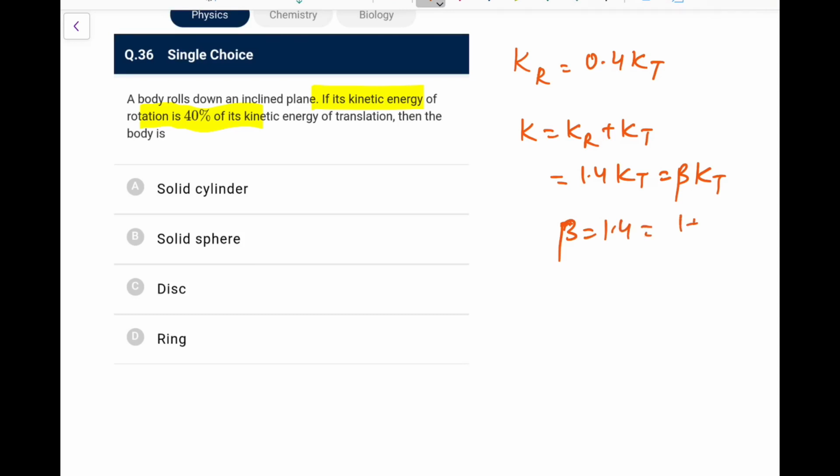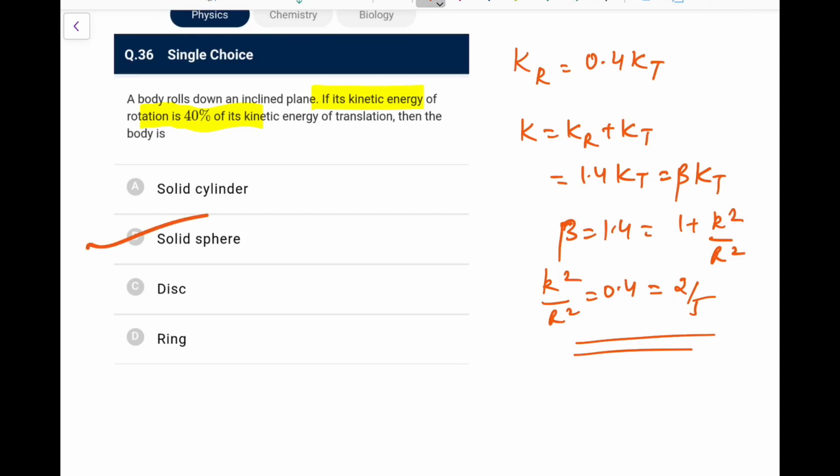Beta we know is 1 plus K square by R square. So K square by R square is 0.4. That is what we are getting. So K square by R square is 0.4, or you can say it is 2 by 5. So 2 by 5 mR square you know is for the solid sphere. So the answer would be option B for sure.